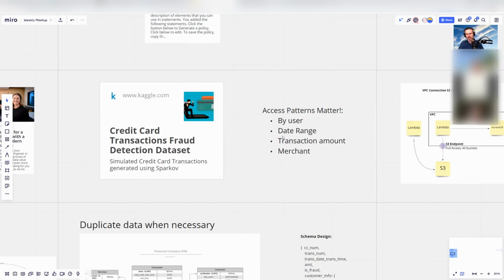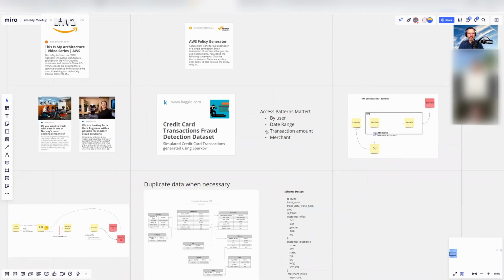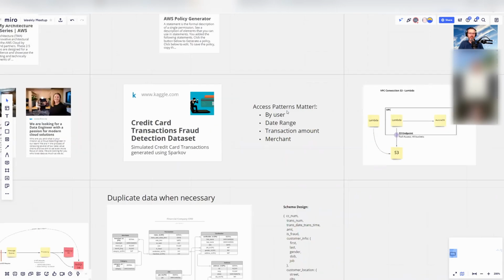So with Josh, we were actually looking into a key value store, where we said, okay, this would not work because we couldn't really use the transaction amount or the merchant for an access pattern with key values. So then you immediately see, okay, this might not be the right thing. So keep this in mind. Access patterns are very important. Thinking about what do I want to do with the data and how is the data going to be queried.